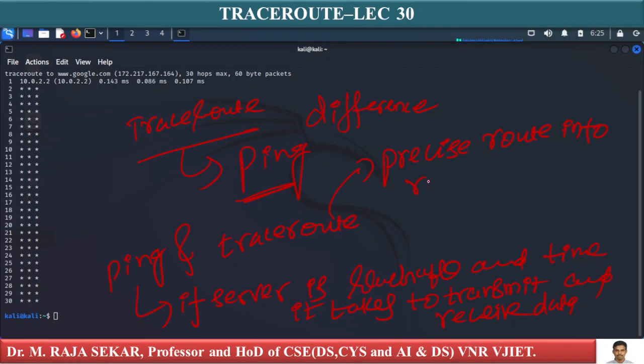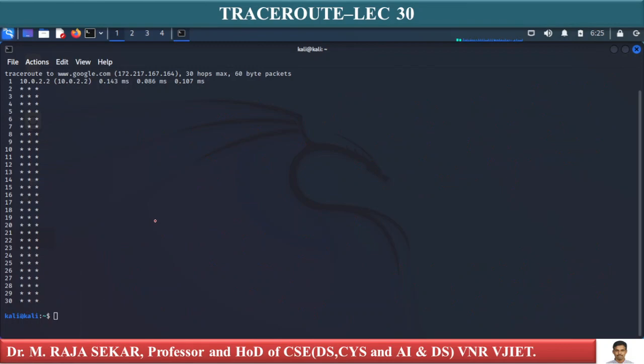Router by router. This will give information router by router, isn't it? As well as the time it took for each hop. I request all of you, just try to study the difference between ping and Traceroute, as it is very, very important. Now we will go back and we will try to understand this Traceroute.